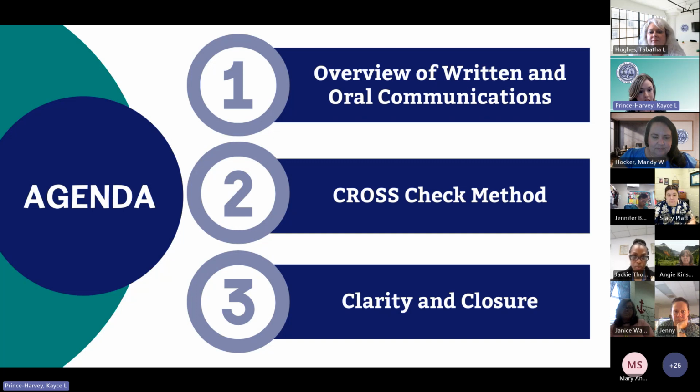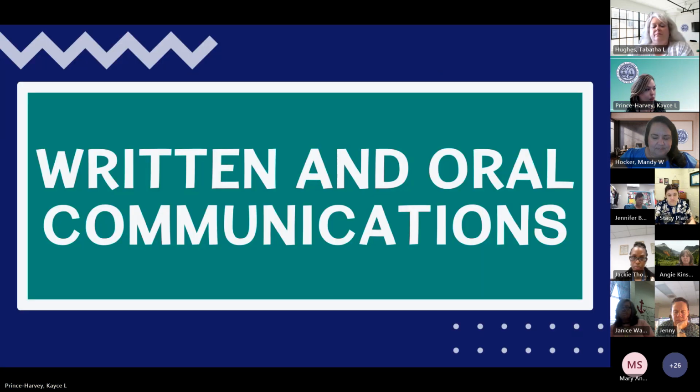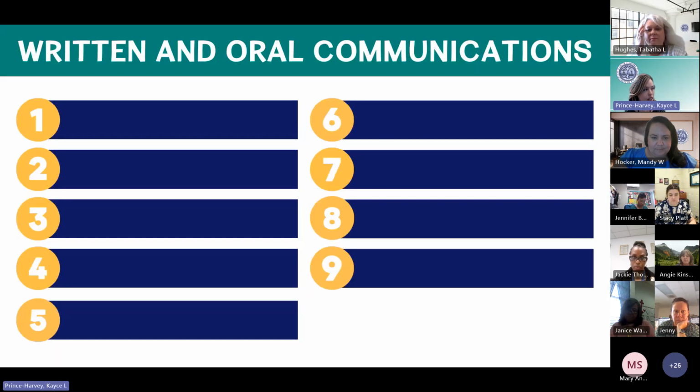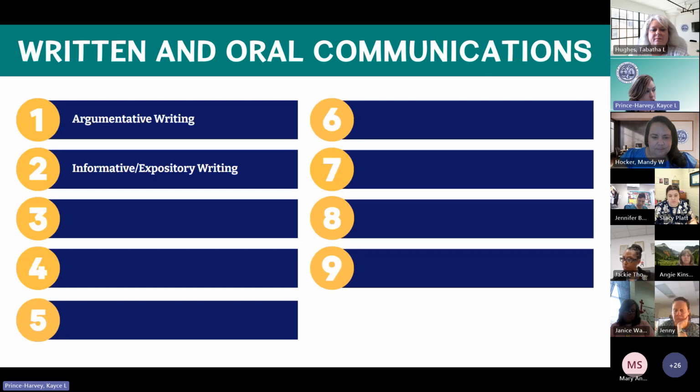So we'll go ahead and start with our overview of the written and oral communications strand. We have 9 standards and 9 indicators in the written and oral communications strand. Starting with our first 3, those are going to be our 3 modes of writing. Very similar to what you would have seen with the 2015, with C1, C2, C3 being the equivalent of your W1, W2, W3 in 2015. So argumentative writing, informative and expository writing, and then narrative writing.